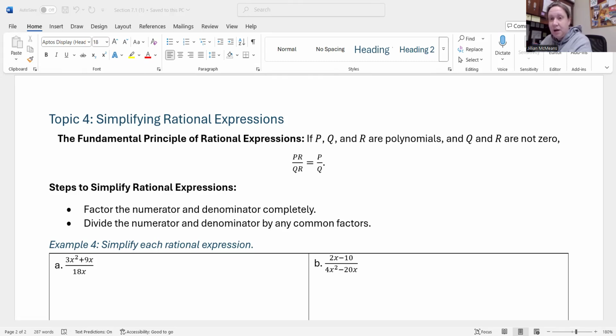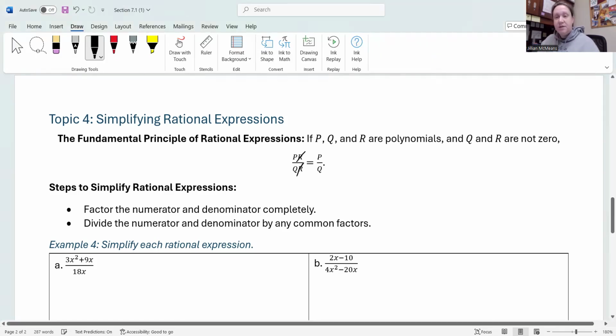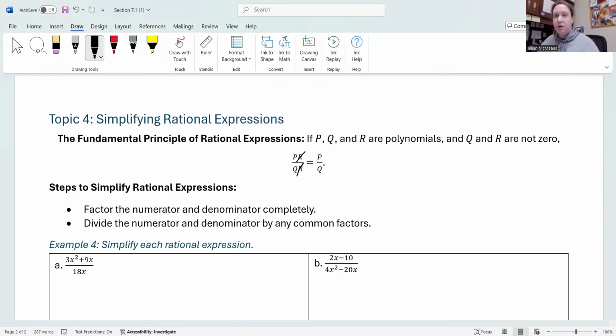So if Q and R are not zero, we can say that P times R divided by Q times R is going to simplify to just P divided by Q, because this factor of R divides into itself to become 1. R divided by R is 1. 1 times P over Q is just P over Q. So basically we need to find ways to divide out common factors within these rational expressions, just like we did with fractions, when we divided out common factors to reduce them to simplest form. We do the exact same thing here. It just looks a little different because we have algebra involved.